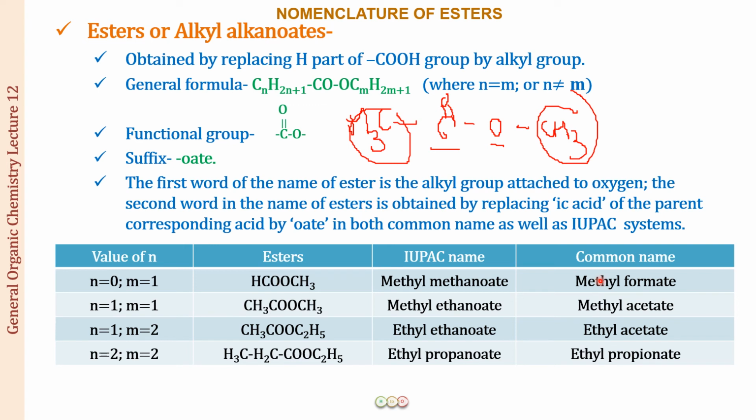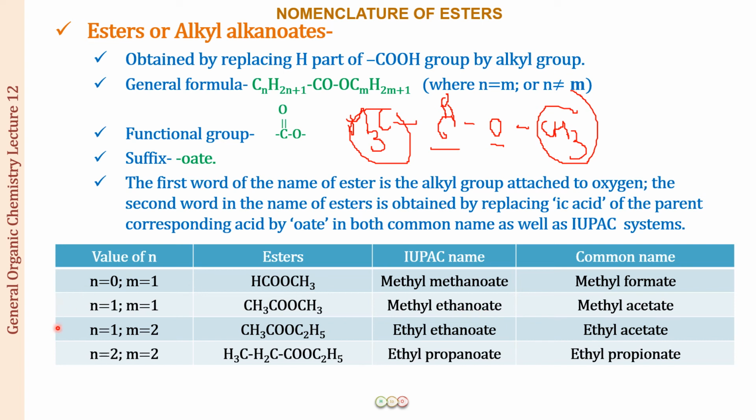Had the common name been, we would have written this as formic acid. Now it is no more a formic acid. We will be writing this as methyl formate. Okay, so next we have n equal to 1, m equal to 1. So again on both sides we will be having a methyl group, but this is the group that you will be writing first. So this is going to be methyl, and now this compound has 2 carbon atoms. So this would have been an ethanoic acid. So we will be writing it as ethanoate.